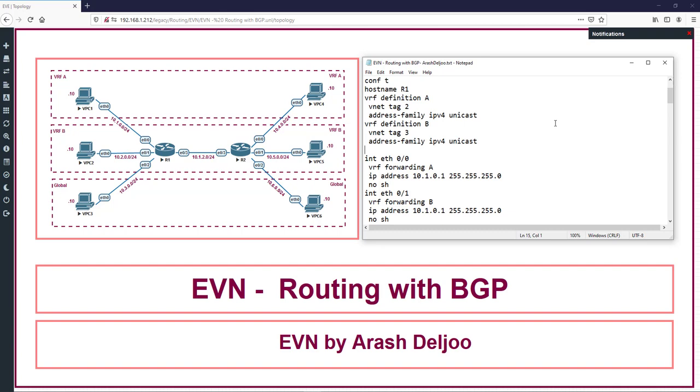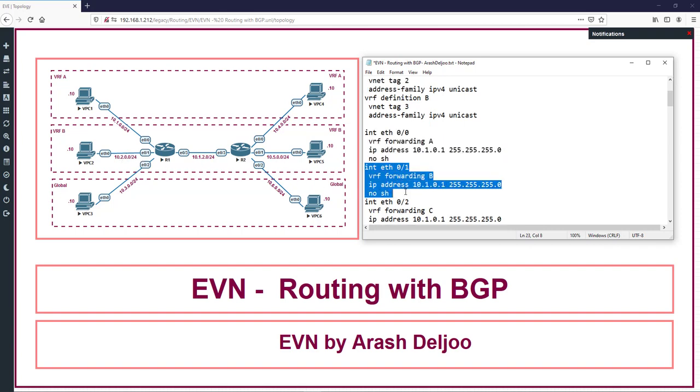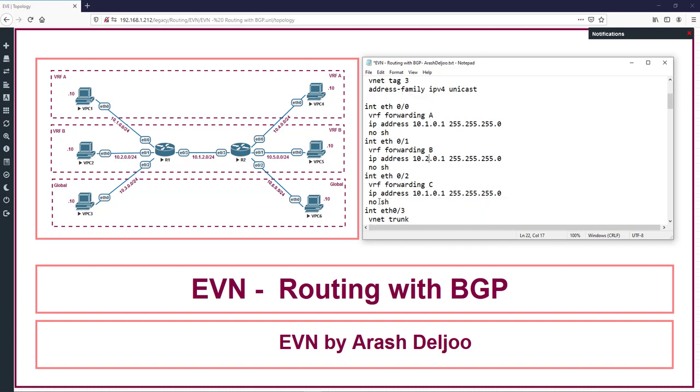Next, interface ETH0/0 is a member of VRF forwarding A with the IP address of 10.101.255.255.255.0 and no shutdown. That's it. Then interface ETH0/1. This is the interface of VRF forwarding B, or VRF B, and the IP address of this interface is 10.201.255.255.255.0 with no shutdown.